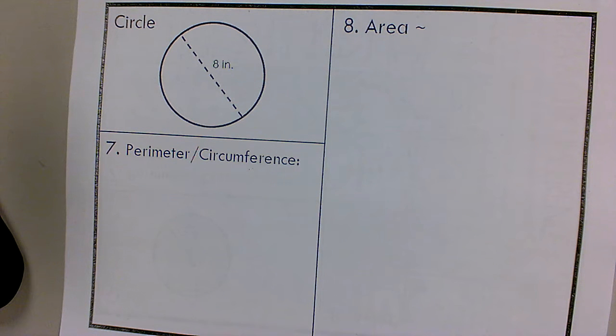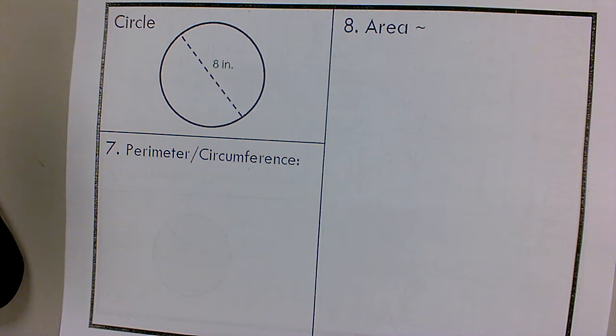And the next one is circumference. The circumference is like the perimeter around the circle. How far is it around the circle? It's the distance around the outside of the circle. And then the last one for this lesson will be the area of the circle. The area is what is enclosed by the circle.